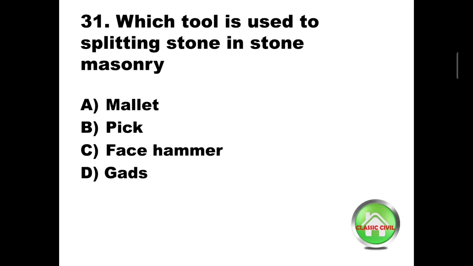Question number 31. Which tool is used for splitting stone in stone masonry? Option A, mallet. Option B, pick. Option C, face hammer. Option D, guts. Answer is option D, guts.